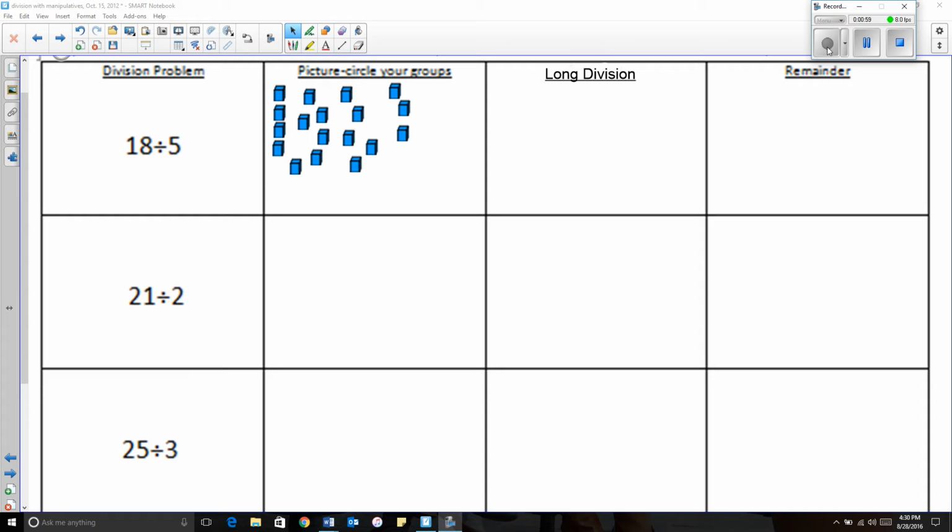Okay, so I've pulled out my 18 blocks. Now I need to put them into groups of 5 because I'm dividing 18 by 5. So right now, stop and put yours into groups of 5. See how many groups you're able to make. So looking here at the groups I was able to make, 3 separate groups of 5, and then I had 3 blocks left over that I cannot make a group of 5 with. So the answer to this problem would be 3, remainder 3.